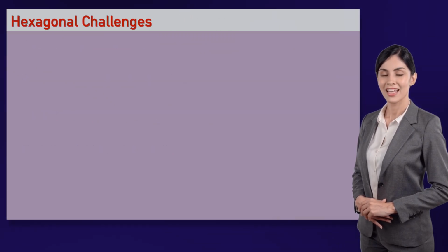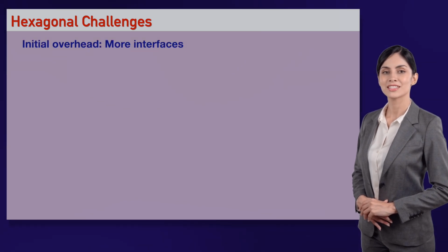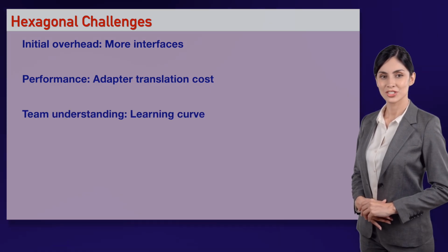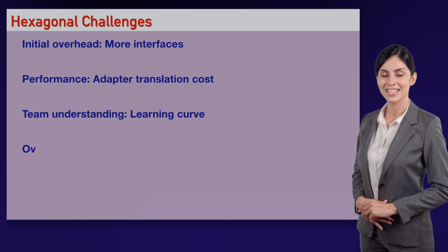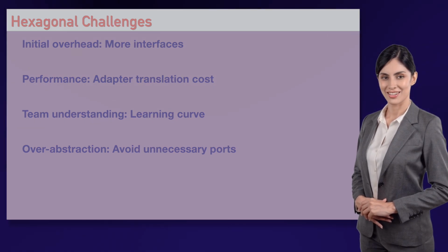Hexagonal challenges. Initial overhead from defining many interfaces and adapters can slow early development. Performance may incur minor costs from translation layers between core and adapters. Teams face a learning curve in grasping the inversion. Avoid over-abstraction by keeping ports purposeful and not creating them unnecessarily.